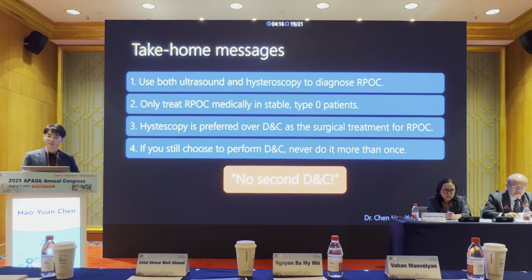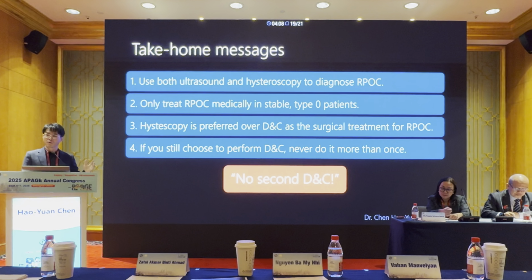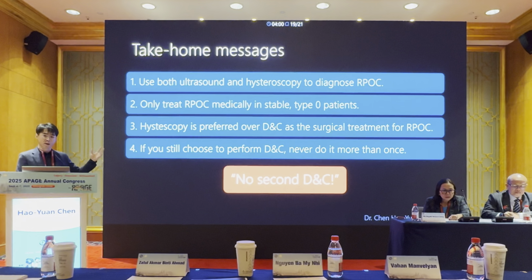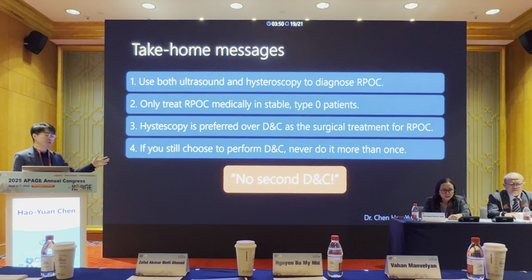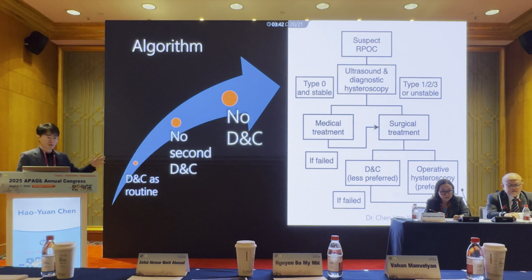Okay, here are my take-home messages. The first is, I think we need both ultrasound and hysteroscopy to diagnose RPOC. And you may treat the patient medically if the patient is stable, does not bleed a lot, and it is a type 0 RPOC. If you need surgery to treat the patient, hysteroscopy is preferred over DNC. And finally, if, for whatever reason, you still choose to perform a DNC in such a patient, please just do it one time. Never do it more than once. That is, no second DNC. So here I provide a sample algorithm for you. You can feel free to take a photo.